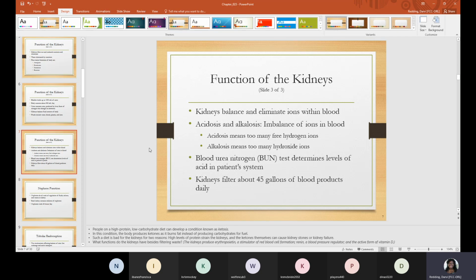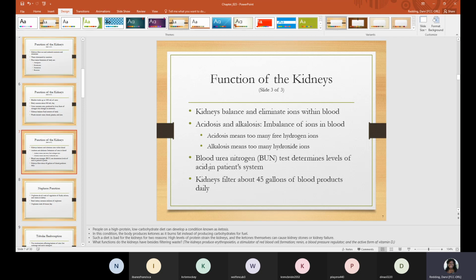Now people on a high protein or low carbohydrate diet can develop a condition known as ketosis. So in this condition, the body produces ketones as it burns fat instead of carbohydrates for fuel. So such a diet is bad for the kidneys for two reasons. High levels of protein actually strain the kidneys, and the ketones themselves can cause kidney stones or even kidney failure.